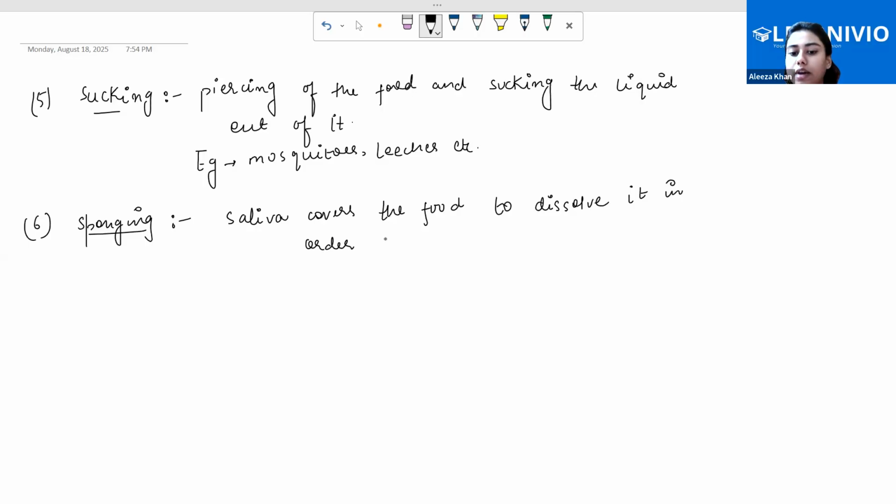So in order to draw it into the mouth. Is it clear to you? Yes, ma'am. The saliva makes the food spongy, so that it can be easily taken. The example could be the house fly. Quickly note down this.